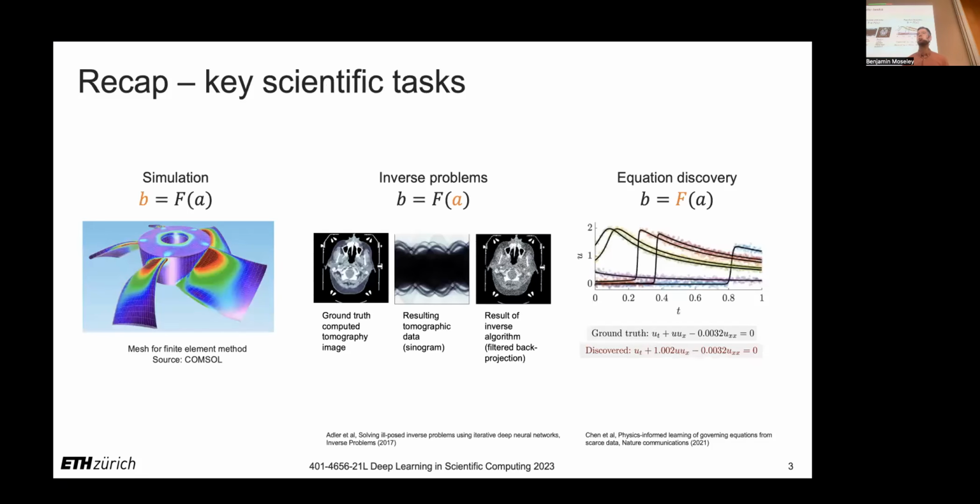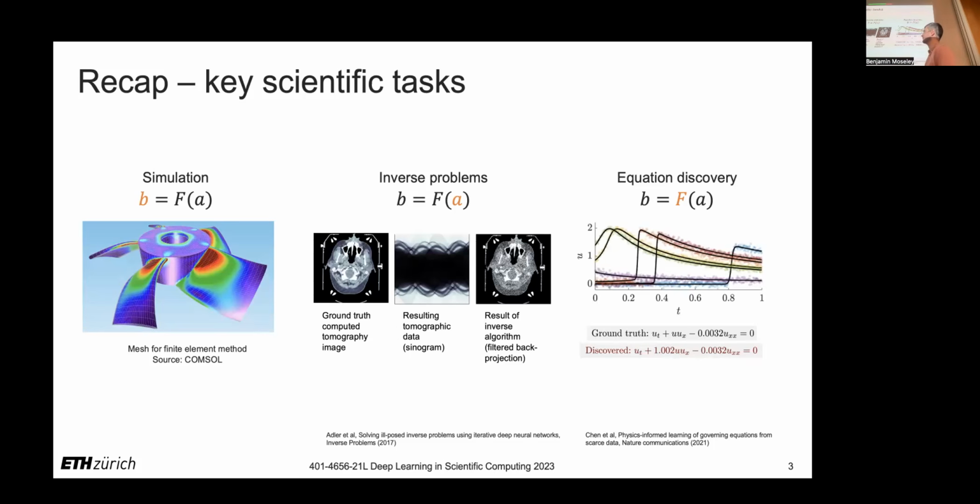Before we get into deep learning, I want to recap what we did last lecture. What we talked about were three really important general tasks in science that we want to solve. I encourage you to think in an abstract way. Even though I'm showing specific domains here, like engineering and medical imaging, these apply to many different domains and are general concepts.